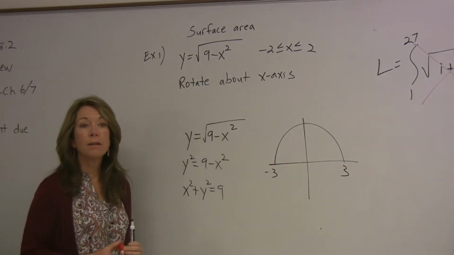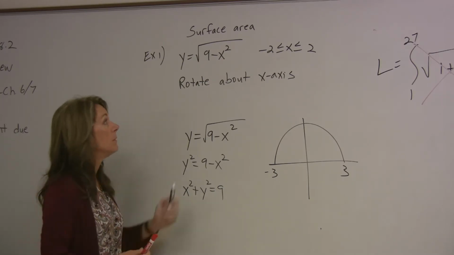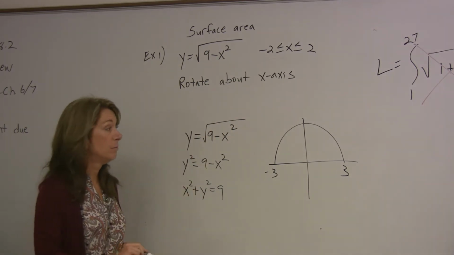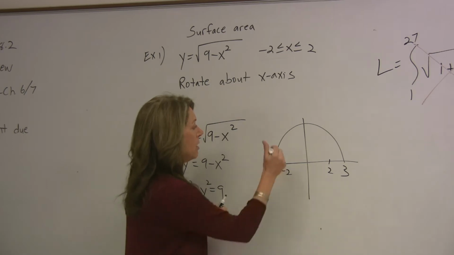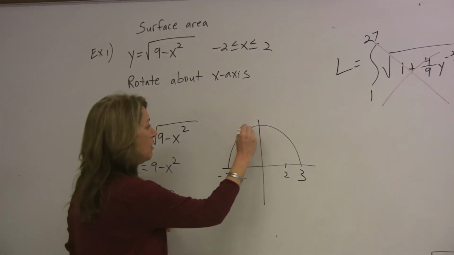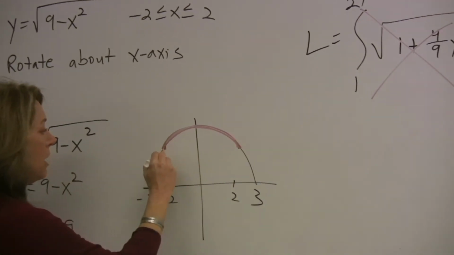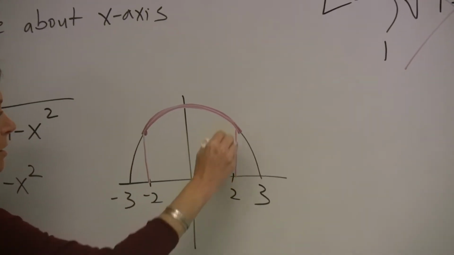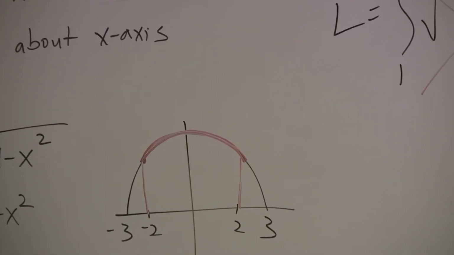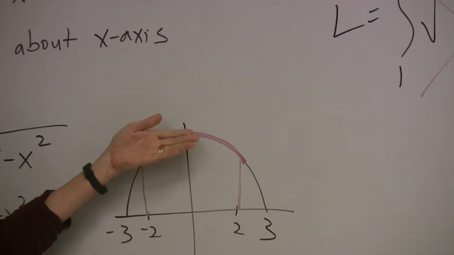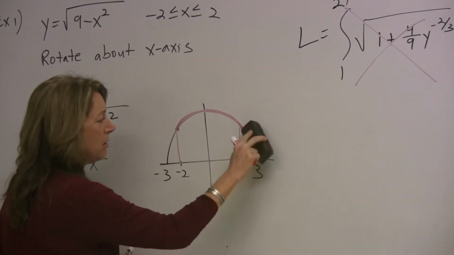I don't even know if I want 1/4 of the circle. Ah, -2 to 2. I only want this piece that starts here and goes over to here. This right here is my cutoff point. And I'm going to rotate it about the x-axis. So this little thing is going to rotate it out and around. This part doesn't even matter anymore. It's not even there.